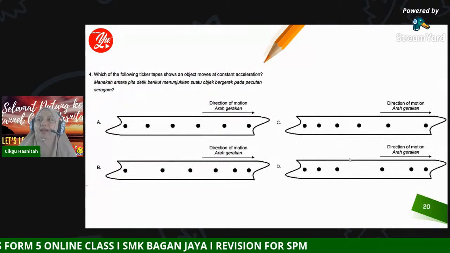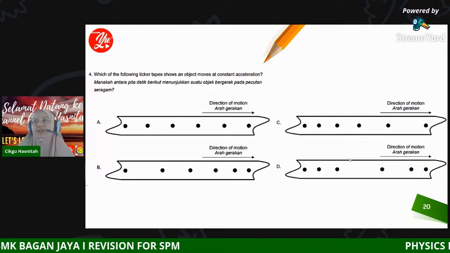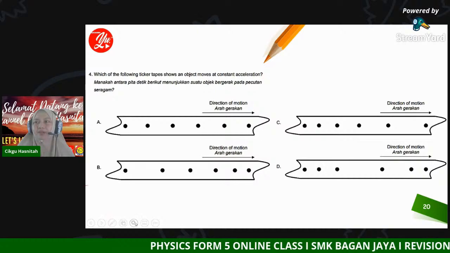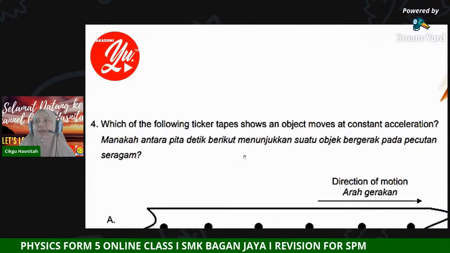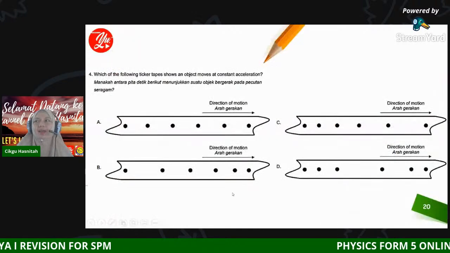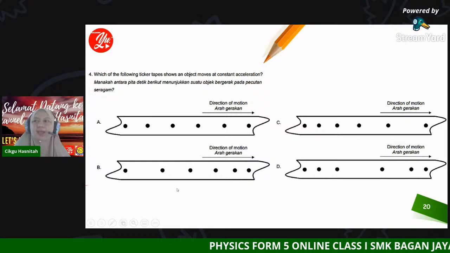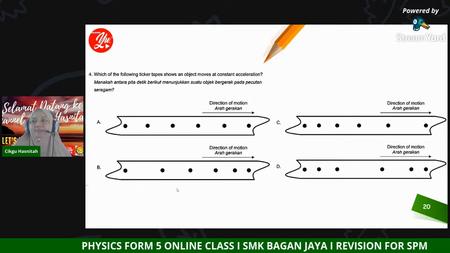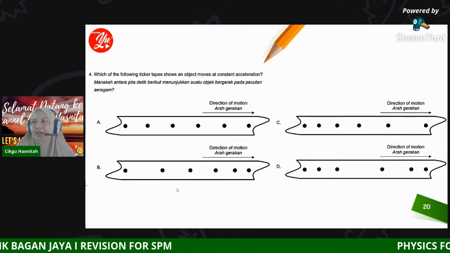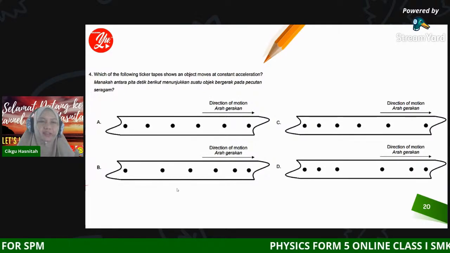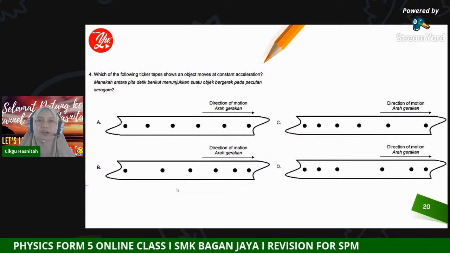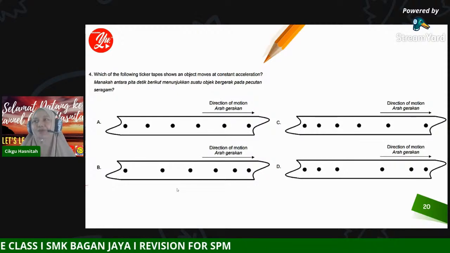Next, number 4. You're given a ticker tape. It shows an object at constant acceleration. So the keyword is constant acceleration. Which one shows a movement at constant acceleration? A, B, C, or D? Constant acceleration. Was it A? They ask you for constant acceleration, not constant velocity. So which one? Is it A?